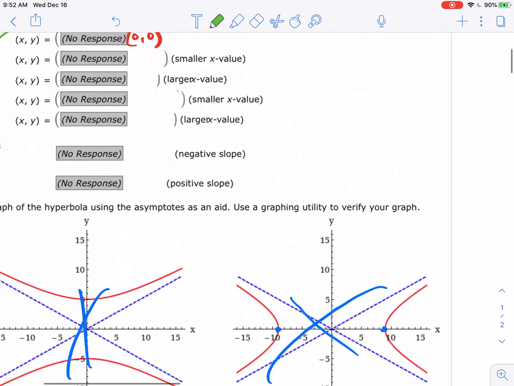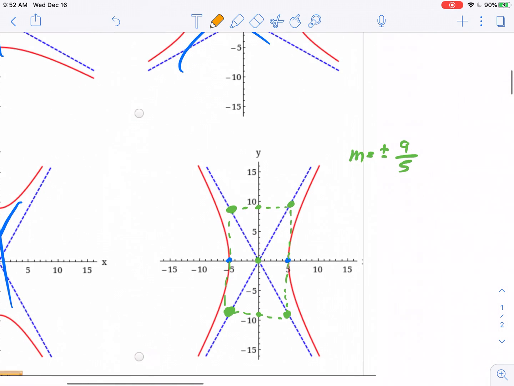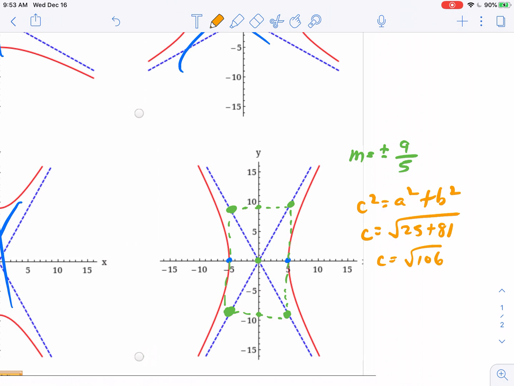So when you come back up here, my vertices would be at, the smaller one technically, is -5, 0 and 5, 0. And then the foci, we would look at our graph and we'd say, oh, well, c squared equals a squared plus b squared. So we're going to do c is the square root of 25 plus 81. And so when you do 25 plus 81, I'm looking at c is the square root of 106. So that's more than 10.